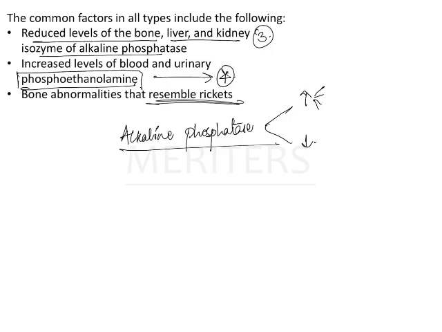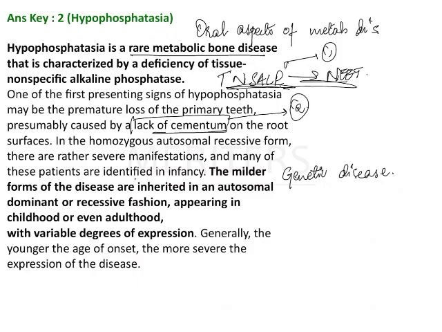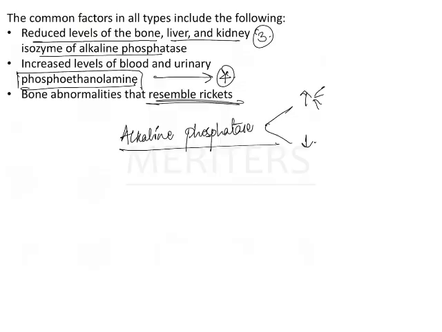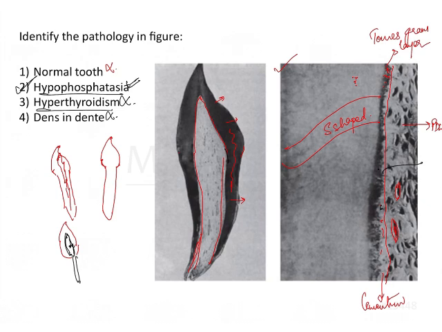So what they could ask you in one of the questions is, they could just say that a patient presenting with rickets-like symptoms shows deficiency of this particular enzyme. What is the patient suffering from? In addition to that, there are three important key features of this disease for dentists.